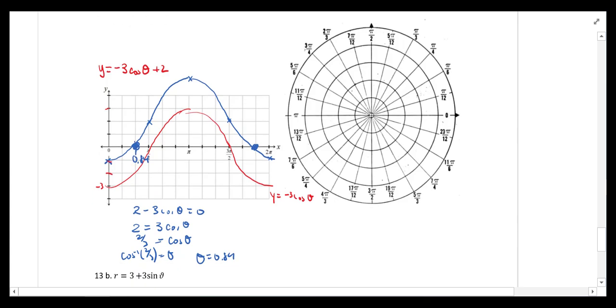And then where's the other one going to be? Remember, all students take calculus. I want cosine to be positive, so it must be in quadrant 4. 2 pi minus 0.84, how about 5.45? Just if you wanted to know. You didn't really need to do this, but if you wanted to know, that's what it is.